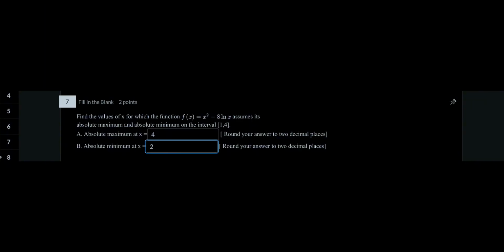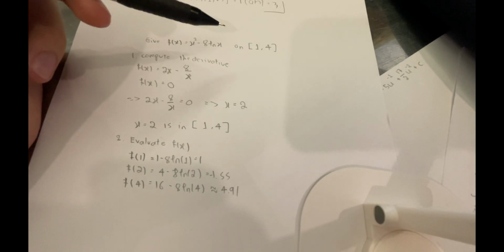For number 7a, for the max I got 4 and for the minimum I got 2. Let's see how I got those answers. Okay, first we look at the given function f and h. F of h is equal to h squared minus ln h on 1 and 4. First we have to compute the derivative.